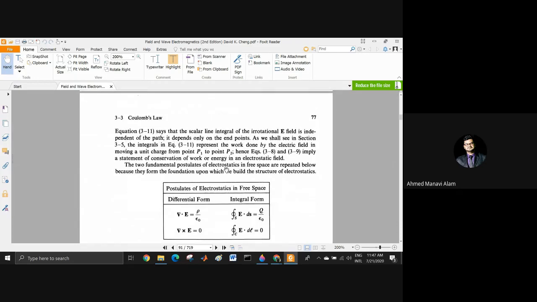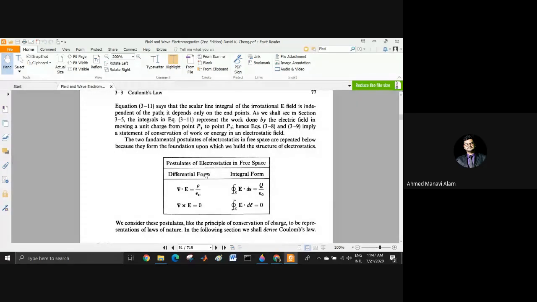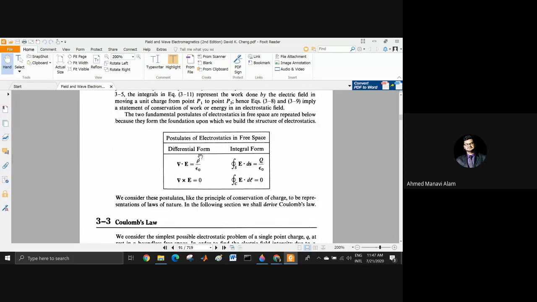So there are so many topics I've discussed today, but I am giving a finishing here, the ending here, that what we have achieved today: the postulates of electrostatics in free space. We'll use these relations over and over again, so remembering these relations is very important. First, we understand the differential form of electrostatic field intensity: nabla dot E, nabla cross E. This is the divergence. This is the curl.